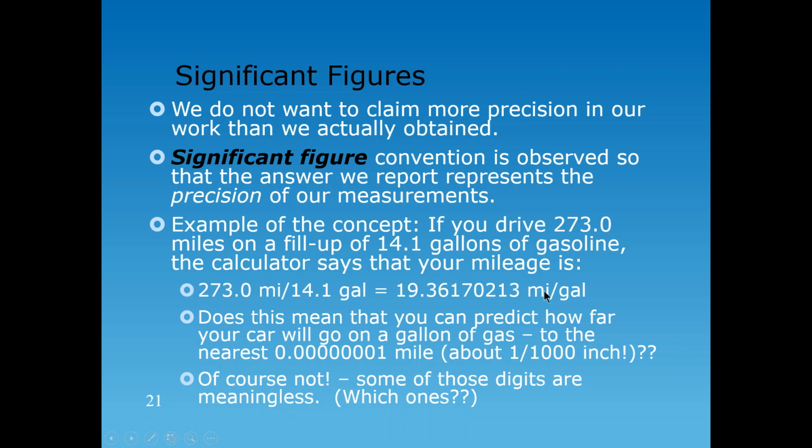Now, of course, you would not be able to predict based on this calculated value, especially with so many decimal places reflected here, exactly how far you can go on a gallon of gas to this extent. Which means that you have to get rid of some of these digits because some of those digits are basically meaningless. So the question now becomes, which digits are you going to get rid of?